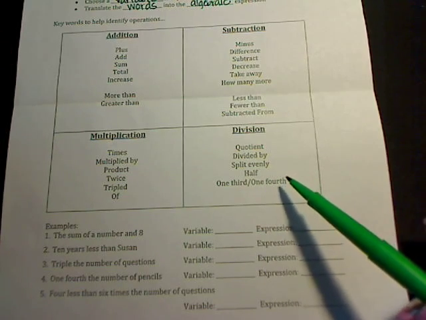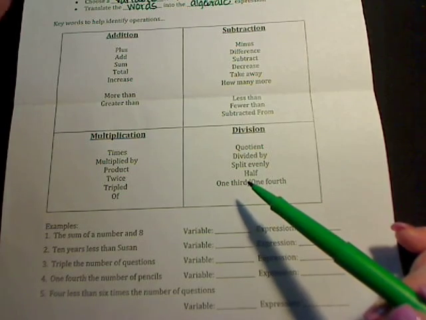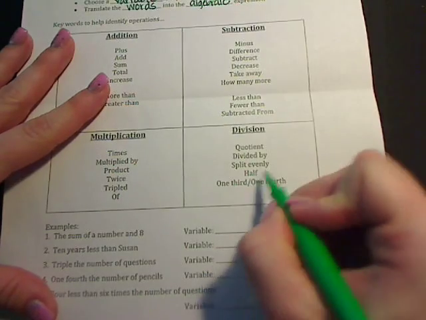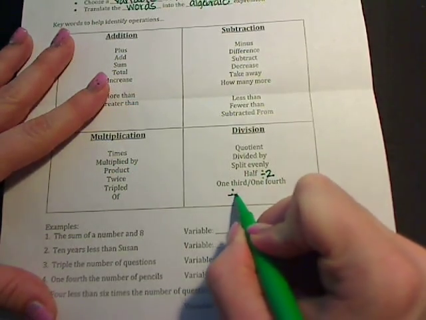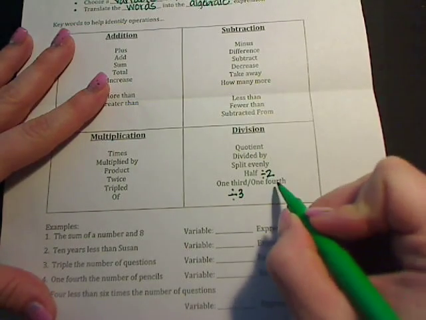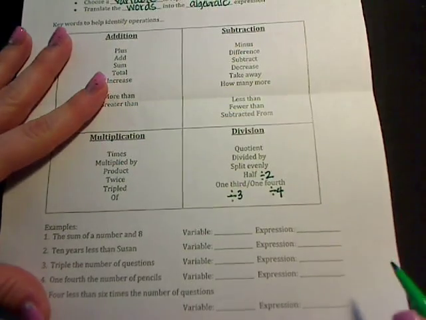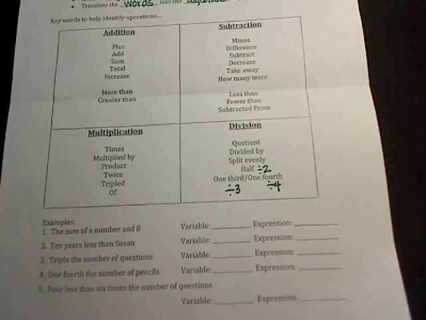1/3, 1/4. If I want a third of the pizza, I'm going to take the pizza and I'm going to divide it into 3 equal pieces. So like half would be dividing by 2. 1/3 would be dividing by 3. If I wanted a fourth of something, that would be dividing by 4. 1/5, 1/6, 1/7, so on.